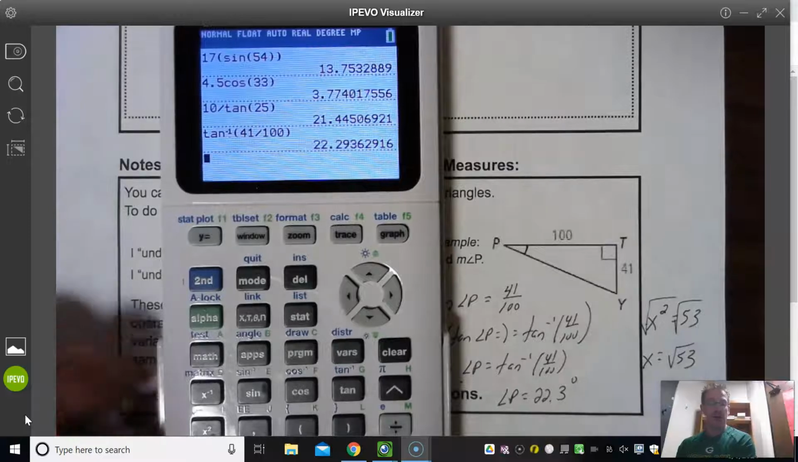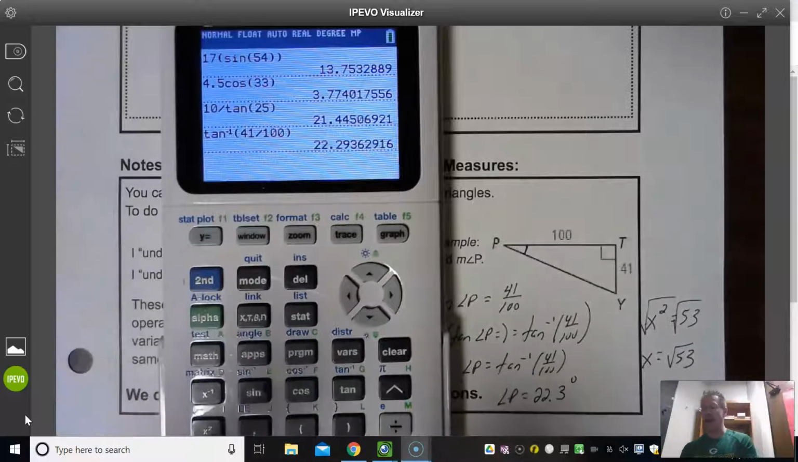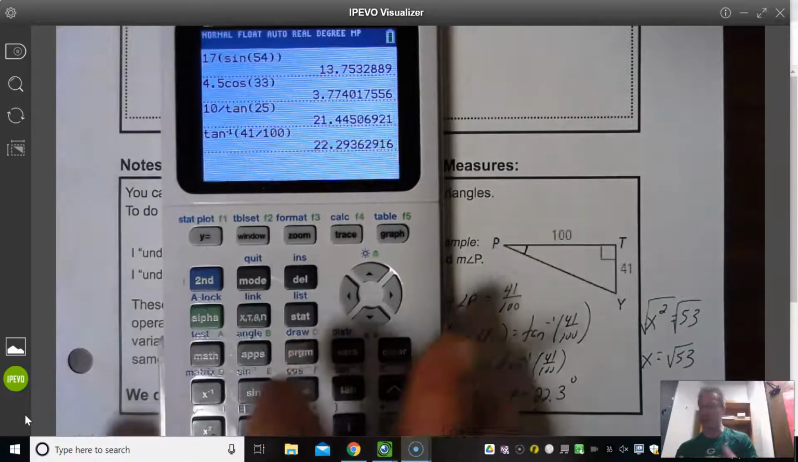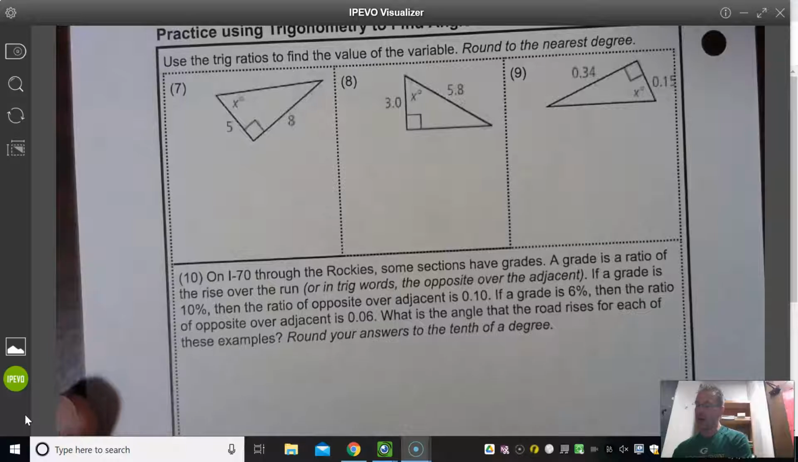And so each ratio has an angle associated with it, and once again, that's all coming from similar triangles. If everything is similar, when I have a ratio, there's an angle associated with that. And so your calculator is programmed to recognize that. So let's flip the page and let's just do one more to find an angle measure.